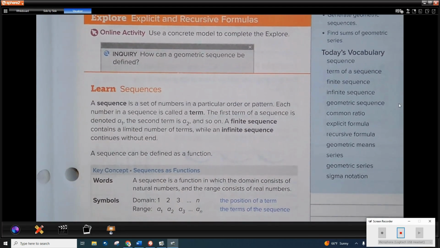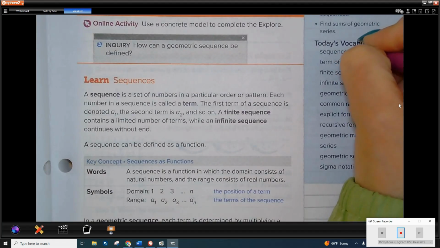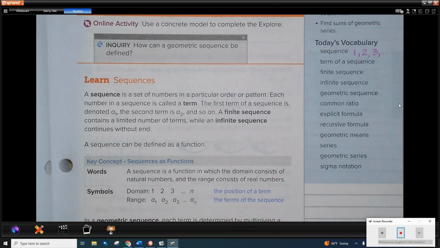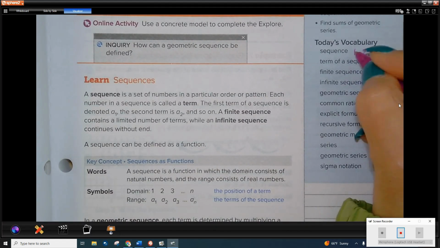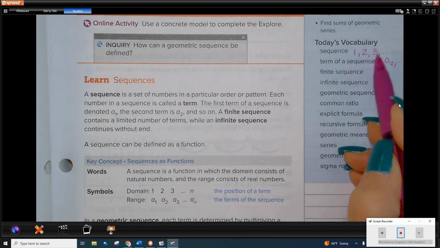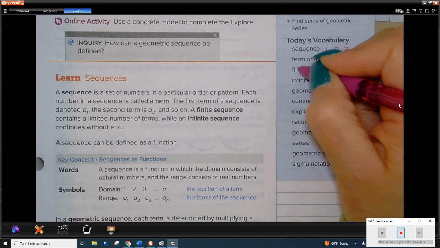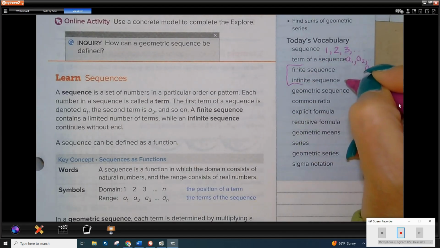A sequence you've known forever, like 1, 2, 3. That's a sequence, even though that's a basic one where you're just adding one. Terms of a sequence are these numbers, the values there. So the first term is A1, the second term is A2, and so on and so forth. Usually we say AN, and N just represents any number where it ends. A finite and infinite sequence: infinite goes on forever. Finite will end.